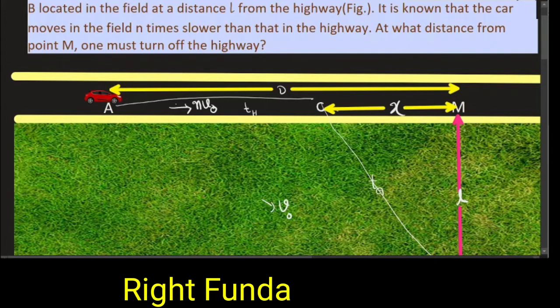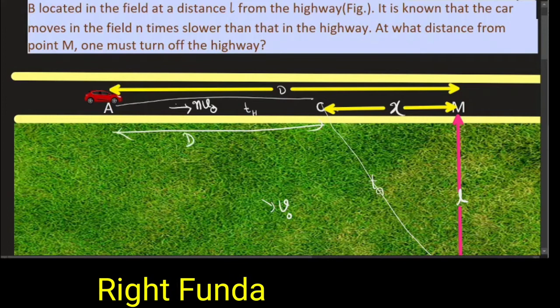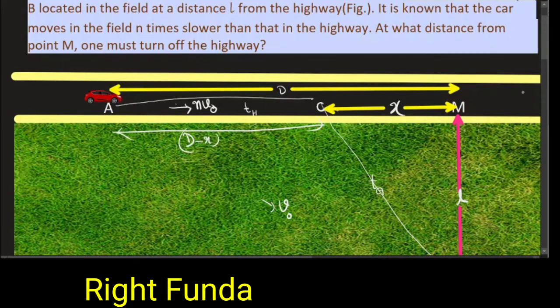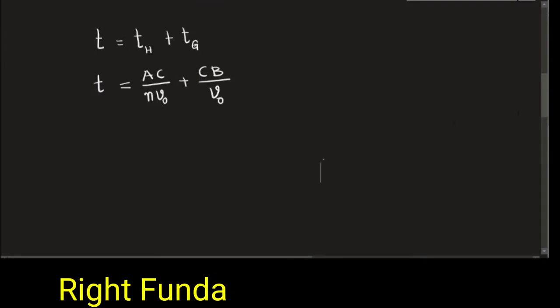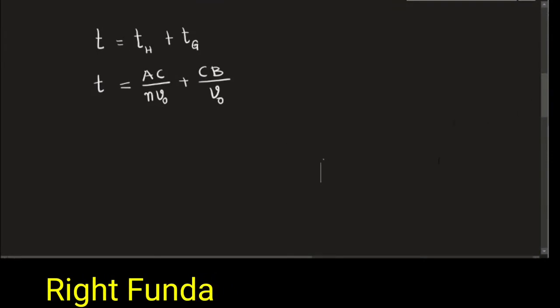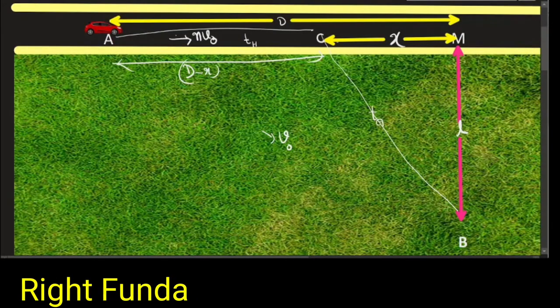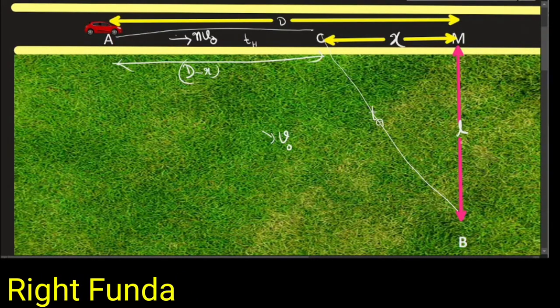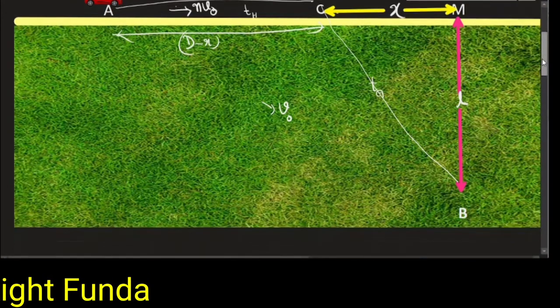So this distance AC will be equal to D minus X. If I substitute the values, in place of AC we'll write D minus X, and what will I write in place of CB? CB will be, by the Pythagoras theorem, equal to the square root of L square plus X square. That I'll be substituting here.